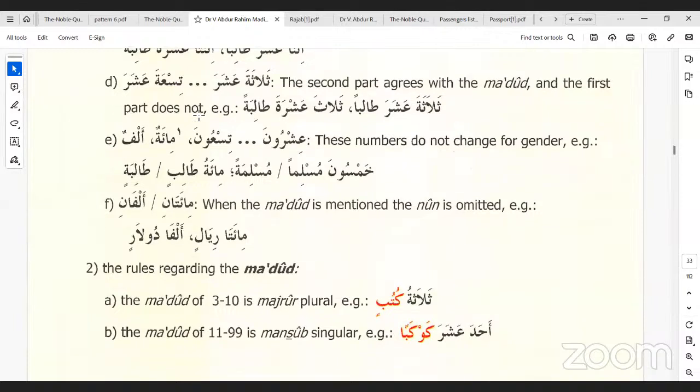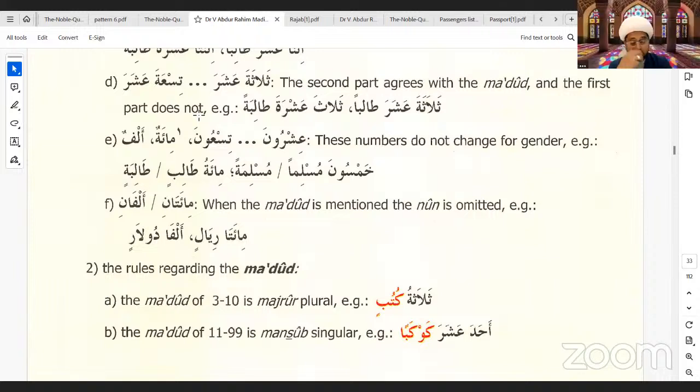Point D. ثلاثة عشر to تسعة عشر. So numbers 13 to 19. The second part agrees with the ma'dud and the first part does not. For example, ثلاثة عشر طالبا and ثلاثة عشرة طالبة. In this one, Taliban is masculine, so ashara is also masculine, so that matches, and thalathatha is feminine, so that part doesn't match. And the other one, talibatan and asharata are both feminine, and thalatha is masculine.